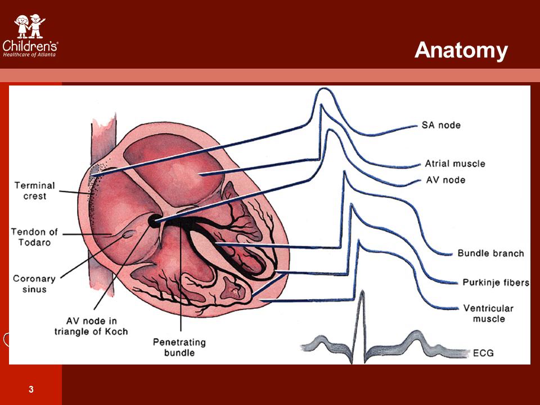Once through the AV node, the electrical conduction follows very specific pathways or roadways through the bundle of His, then down through the bundle branches and into the Purkinje fibers to the ventricular muscle and myocytes themselves. Whereas in the atrium, the depolarization from the sinoatrial node to the AV node is predominantly from myocyte to myocyte.